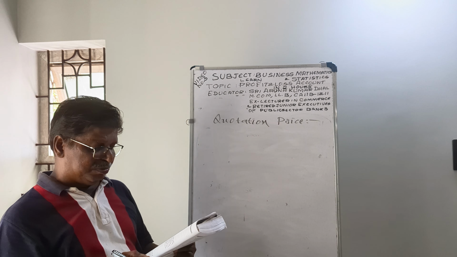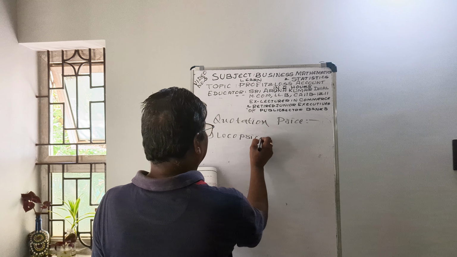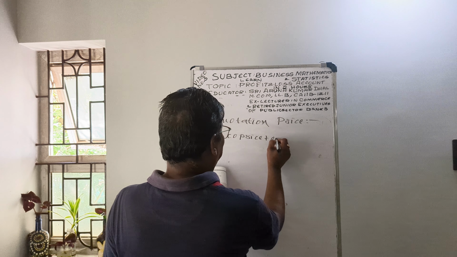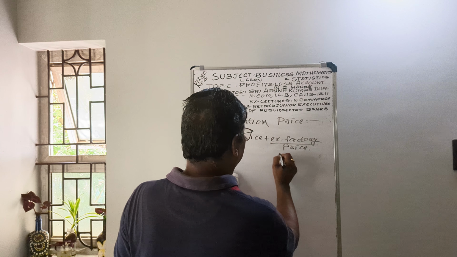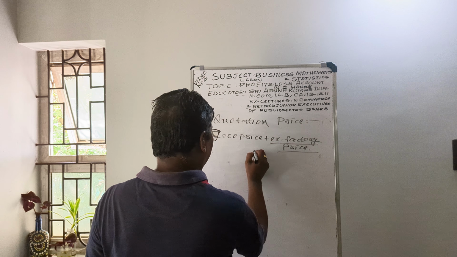Suppose it is written loco price or ex factory price. Here, ex factory price means it includes only the factory price. All other expenses will be borne by the buyer. So, when the buyer takes the goods from the factory, he has to first give the ex factory price, then whatever other charges, that is transportation, insurance, everything, the buyer has to incur. So, loco price includes only the cost of goods at the factory or godown of the seller.